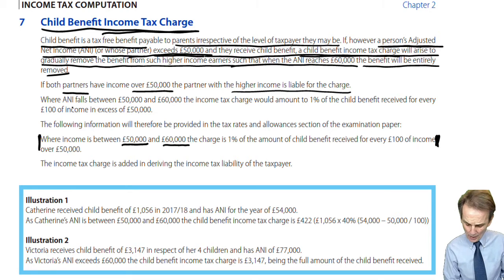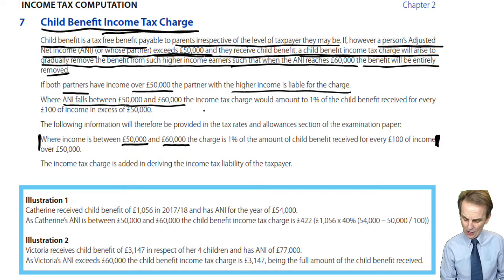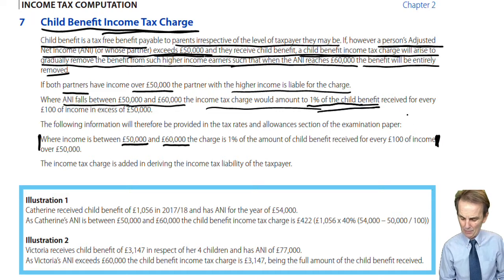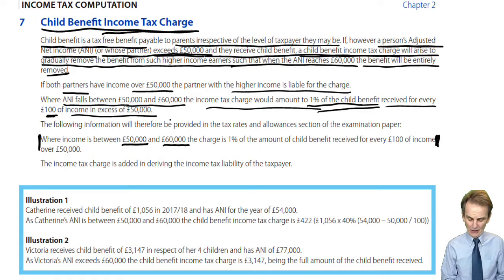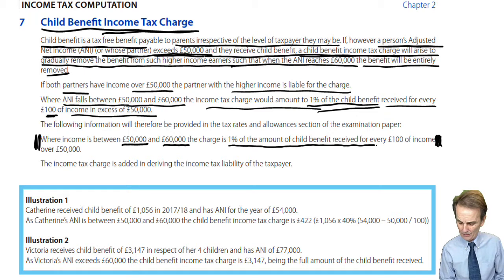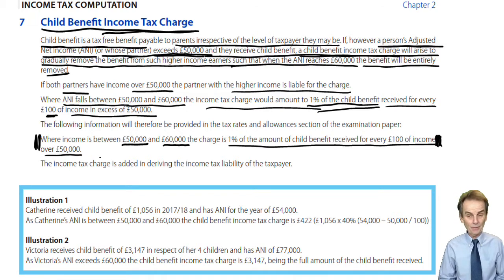Well, the rule is, where that adjusted net income falls between the £50,000 and £60,000 figure, our income tax charge will amount to 1% of the child benefit received for every £100 of income in excess of £50,000. If I take you back to what's provided on your rates and allowances, again, that information is given to you. Where income is between 50 and 60, the charge is 1% of the amount of the child benefit received for every £100 of income over £50,000. So how would that system work, therefore?